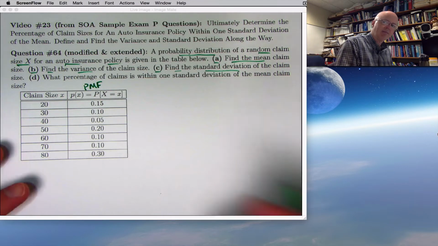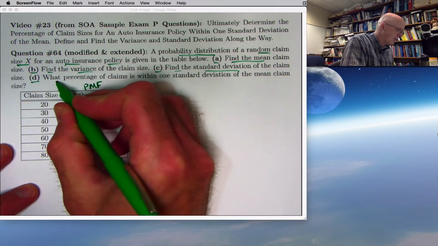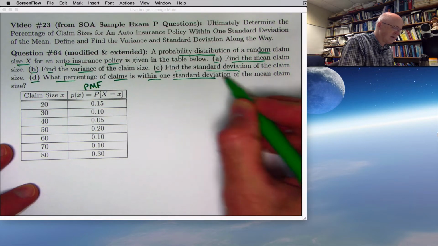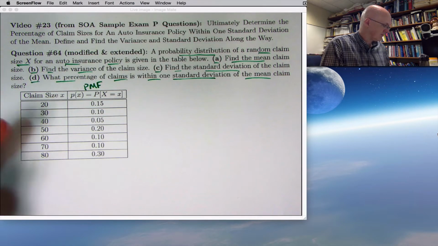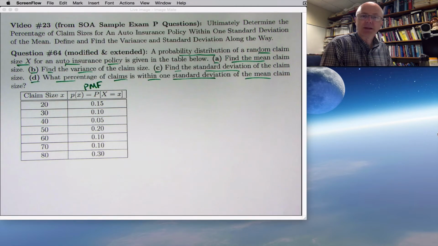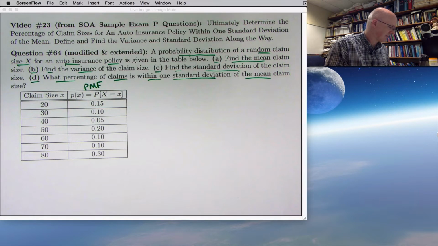Part D, which is the main point of the question that you'll find online: what percentage of the claims is within one standard deviation of the mean claim size? Now, a little rule of thumb is that typically it's over 50% of the values of the random variable that are within one standard deviation of the mean. Maybe even, you might say, typically close to 68% or so. However, in this case, it's not going to be typical. We're going to have an atypical standard deviation. Our percentage of claims within one standard deviation is actually going to be less than 50%, which is kind of an unexpected result. Okay, but that can happen sometimes.